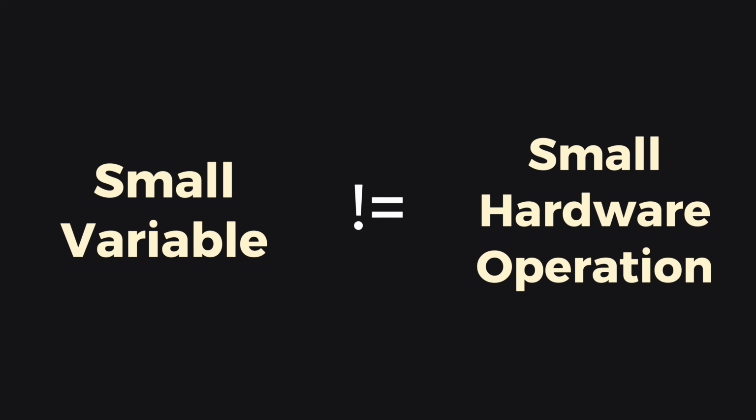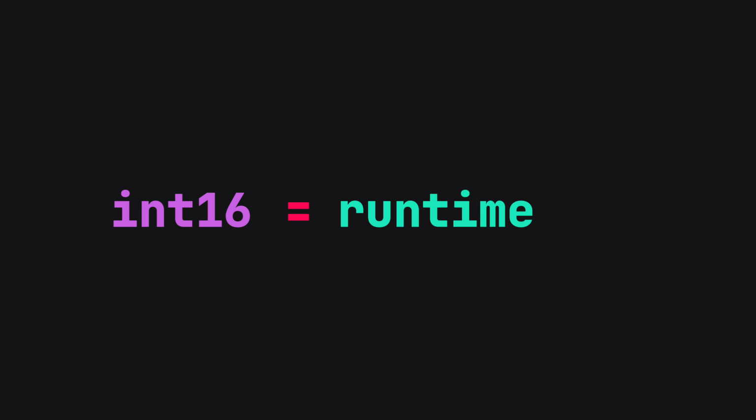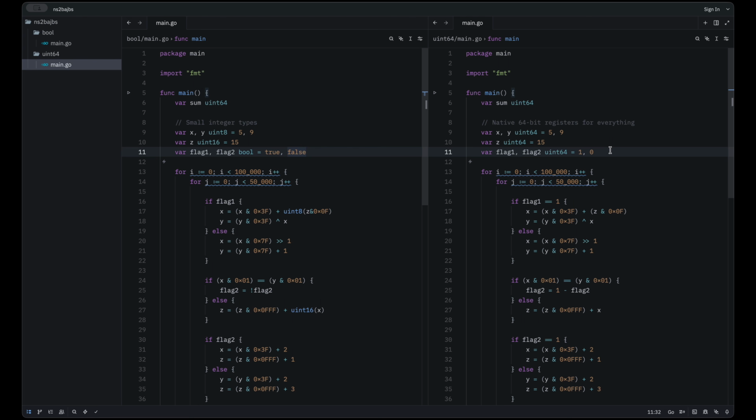Then what's the catch? The catch is when we use a smaller data type, the CPU uses masking in the 64-bit register, which costs more CPU cycles. So a smaller data type actually costs more runtime. Okay, enough theory.